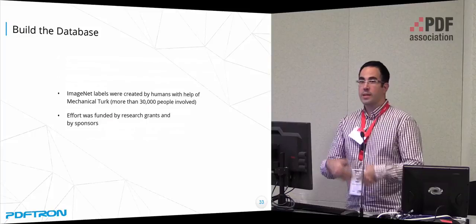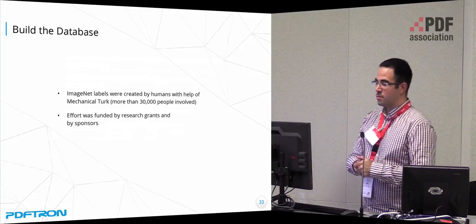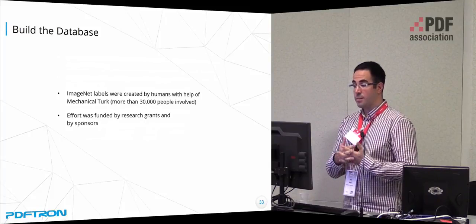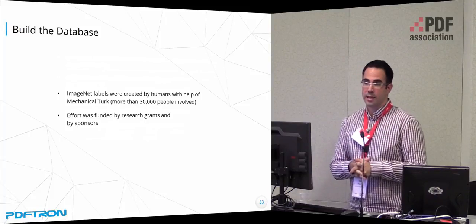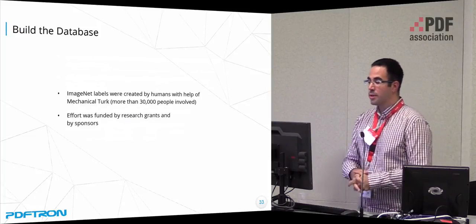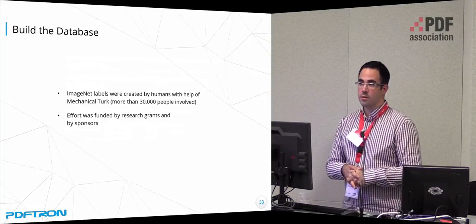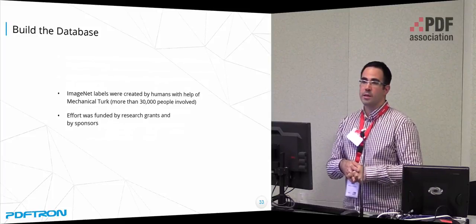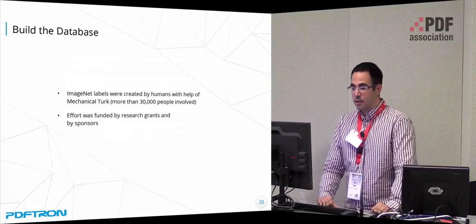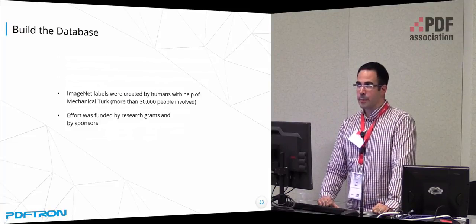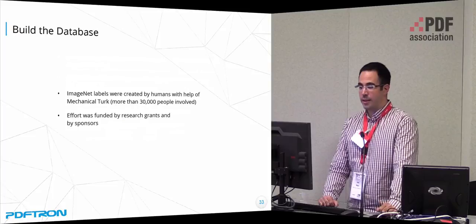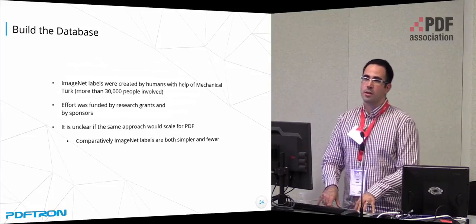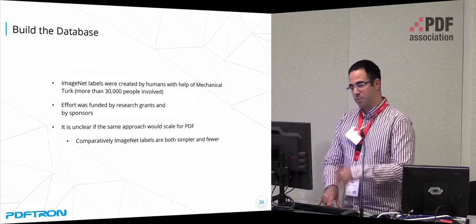So with all this spec work, we can then start building the database. ImageNet labels were created by humans with the help of Amazon Mechanical Turk. And reportedly, there were more than 30,000 people involved in the project. So all this effort was crowdsourced, and it was funded by research grants and by industry sponsors. So we can say it was a massive undertaking. And it's unclear whether we can use the same approach in the area of document understanding and PDF.